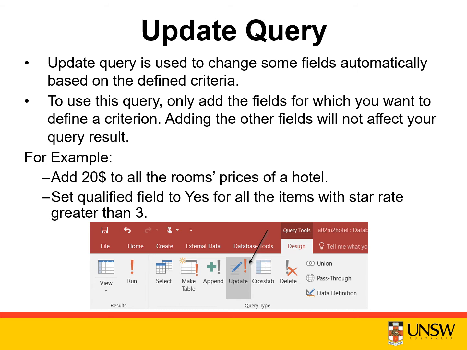An update query is an action query that changes a set of records according to the criteria that you specify. When you want to define an update query, you don't need to add any field except the target fields that you want to use to update the table records. Please consider that when you use update query, the records of the original table will be updated.